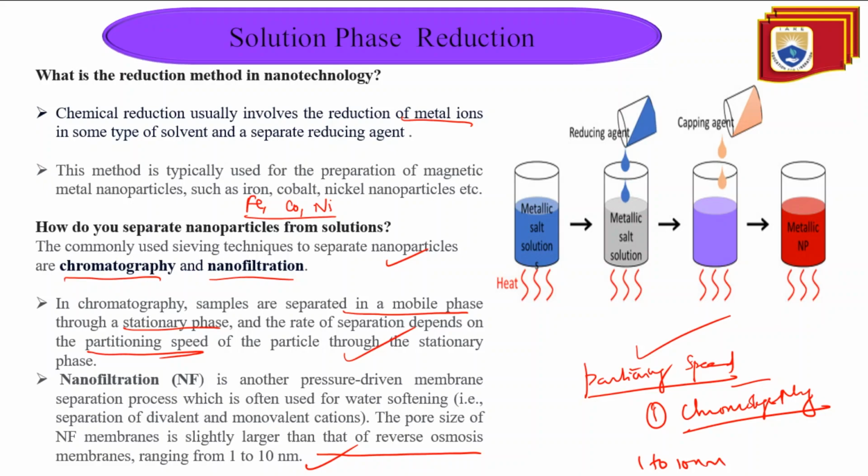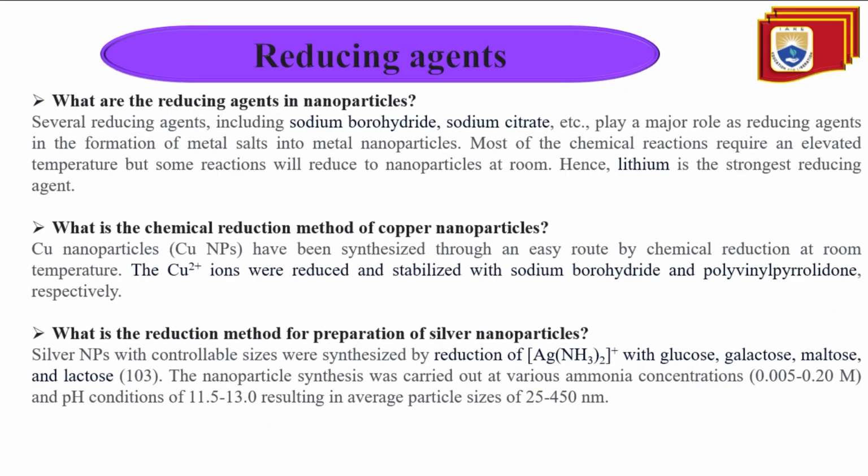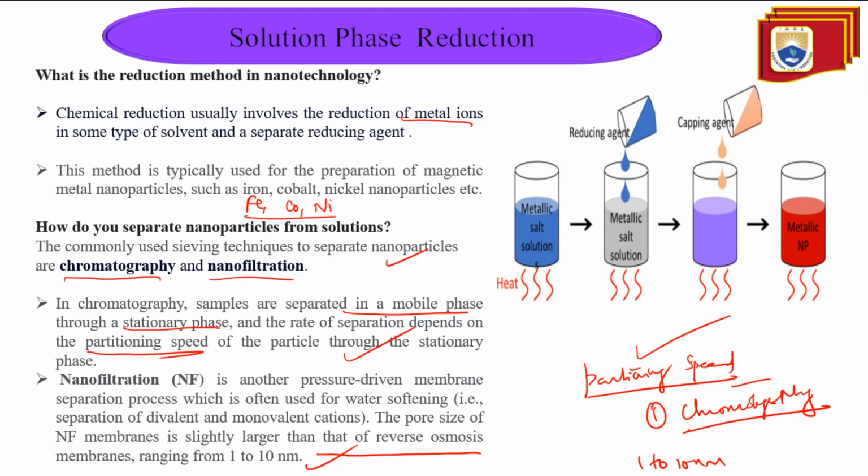These are the two important sieving techniques by which nanoparticles can be separated from solutions: chromatography and nanofiltration. Right. And so, what are the reducing agents? Because we are trying to separate nanoparticles from solution, we are using chromatography and nanofiltration.